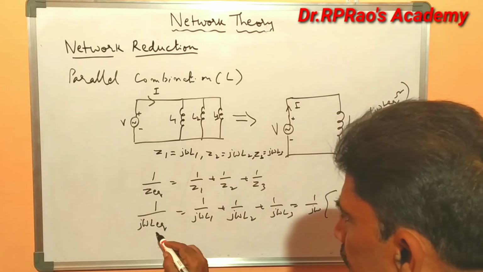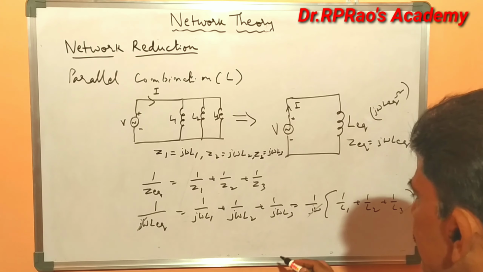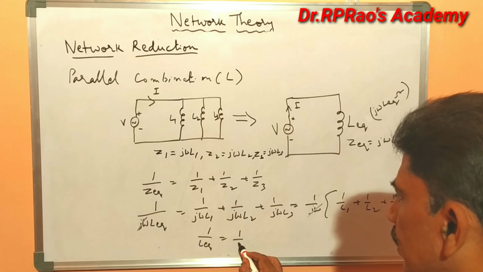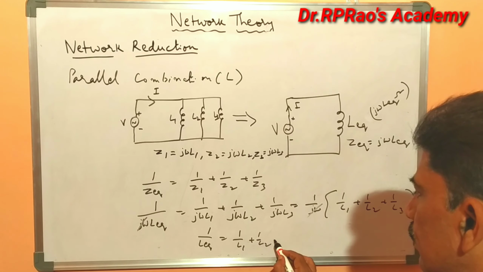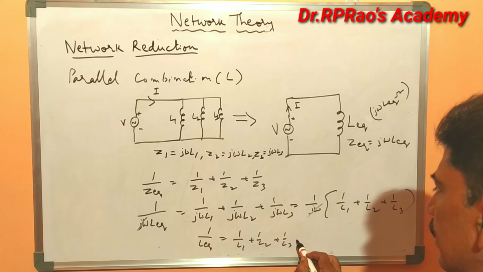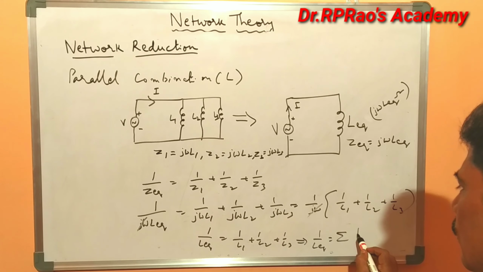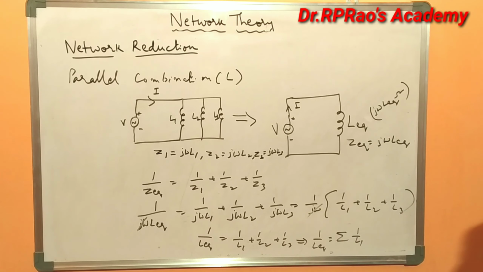1 by j omega will cancel. Then 1 by L equivalent is equal to 1 by L1 plus 1 by L2 plus 1 by L3. 1 by L equivalent is equal to sigma 1 by L1. That way we can replace this parallel combination by its equivalent inductance using this formula. Now let us find out the equivalent capacitance for series combination of capacitances.